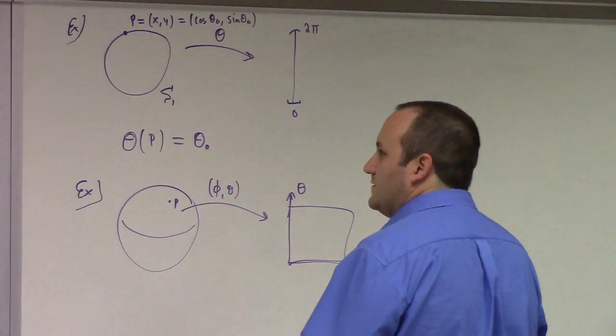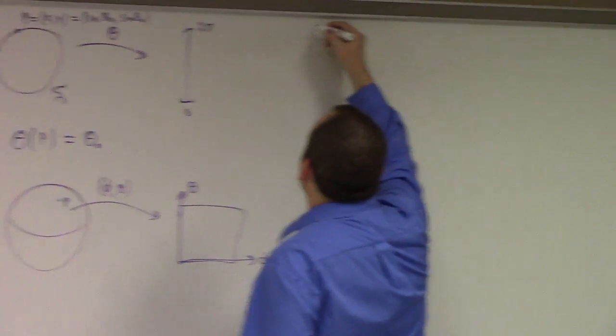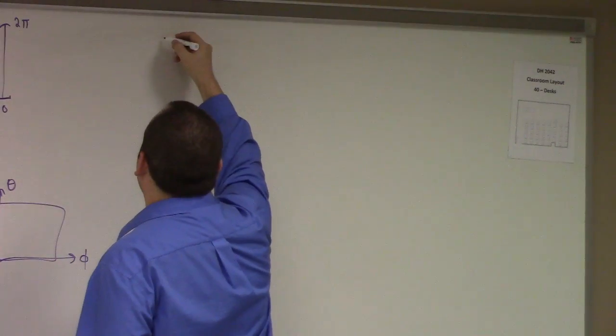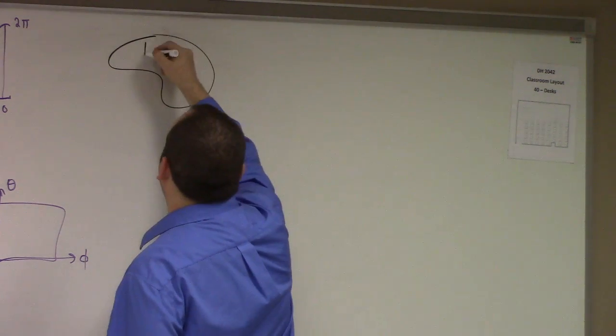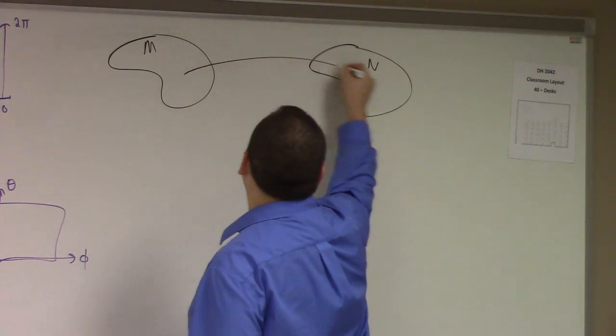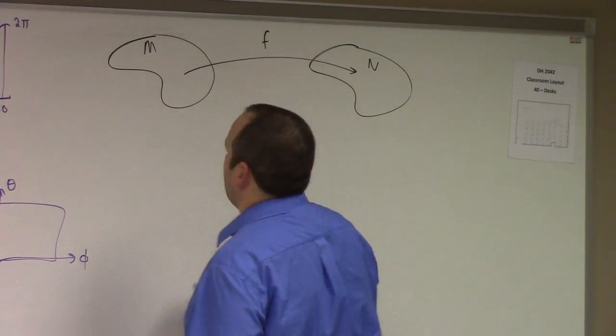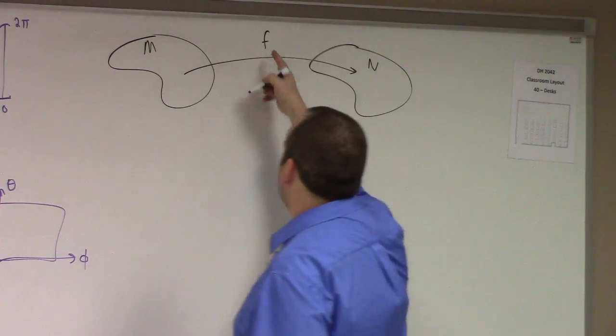The other important definition that we want to talk about is, what does it mean if you have two manifolds, say M and N, and you've got a function going from M to N? What does it mean for that function to be smooth? How do you judge whether this function is smooth or not?